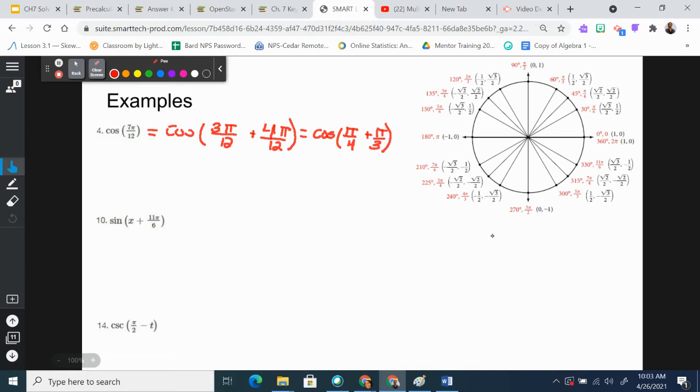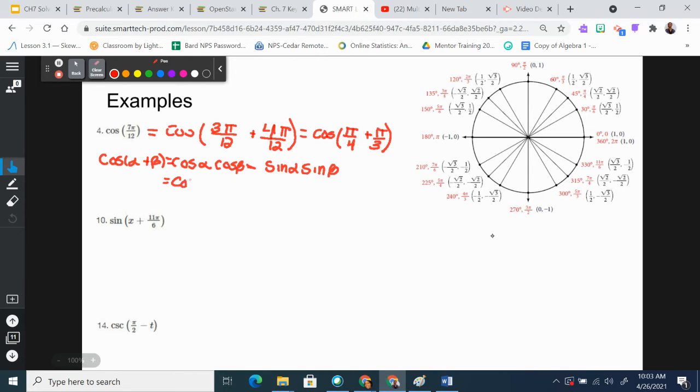Okay, so now I have my sum. I can then apply my formula. So I know that the cosine of alpha plus beta is cosine alpha cosine beta minus sine alpha sine beta, right? And alpha and beta are my two arguments that I'm adding. So I can just substitute, that should be equals.